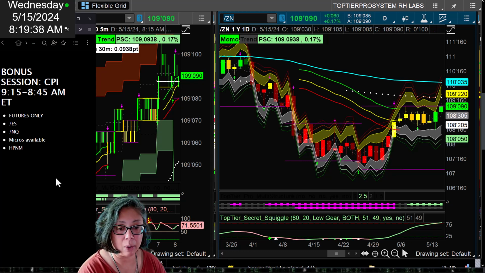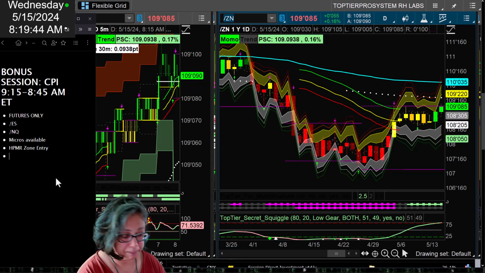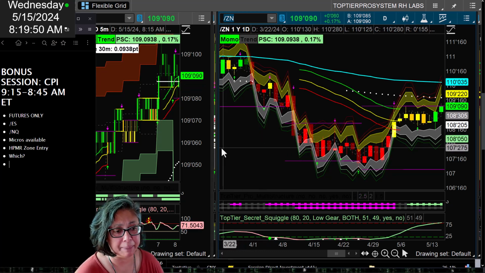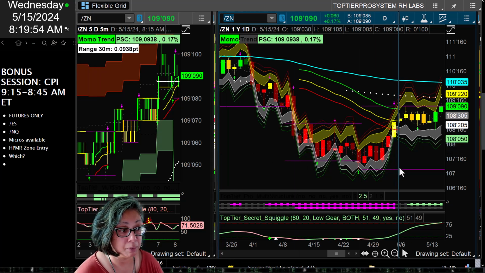I do this with hourly price movement ranges. Now that's going to be my zone of entry. But which do I choose? Right? So I'm using the historical price movement range. What tends to happen between 8 and 9 a.m. on a morning like this?